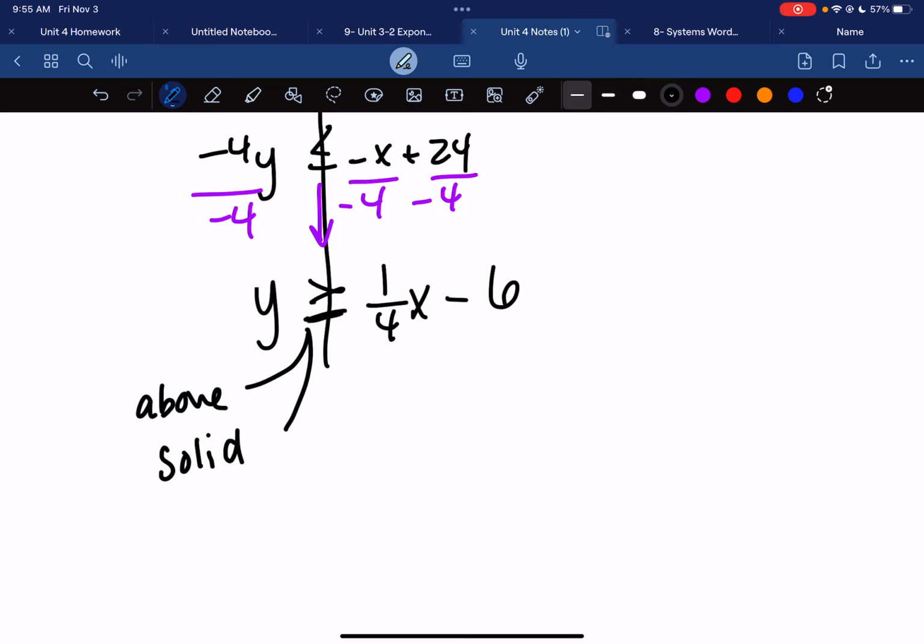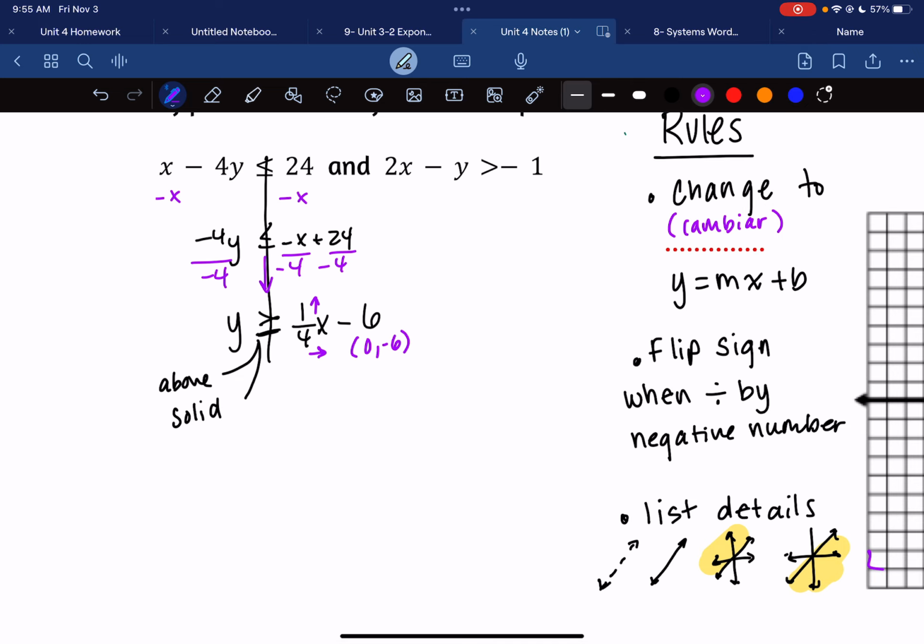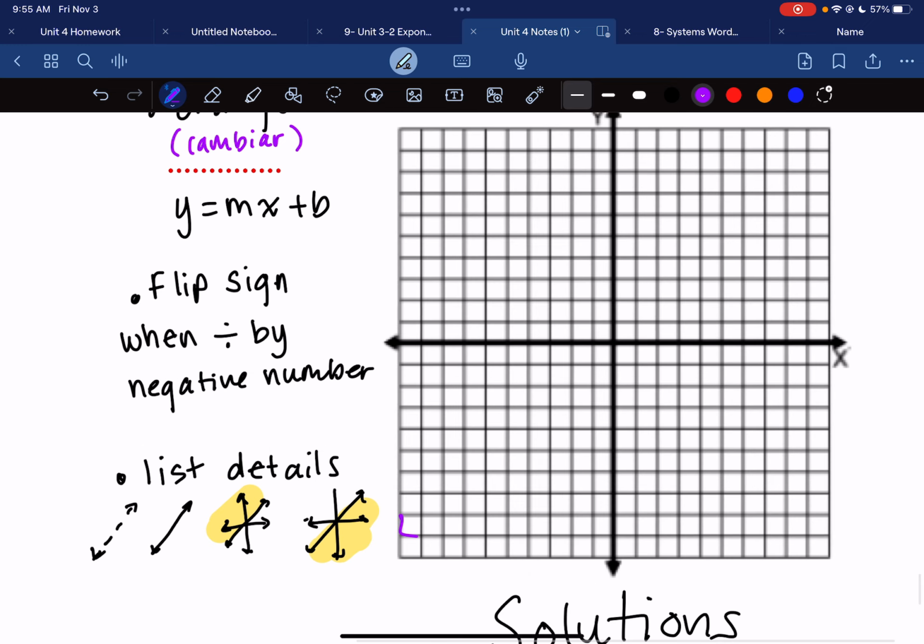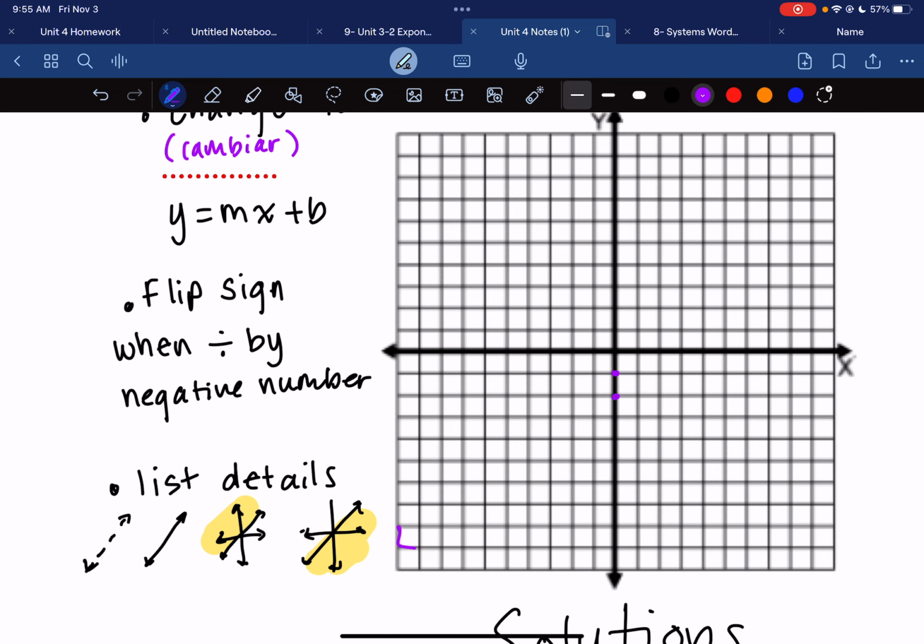If you don't remember, just look at the whiteboard in my room and you can see that sign that says graphing inequalities. It has all the shading and it tells you what type of line. Next, we know this is a positive slope, so it goes up and to the right, and the starting point is 0, negative 6. Let's put that in: 0, negative 6, up 1 over 4. Here's 1, 2, 3, 4, 5, 6, so here is negative 6. I need to go up 1 over 4, and then work backwards.